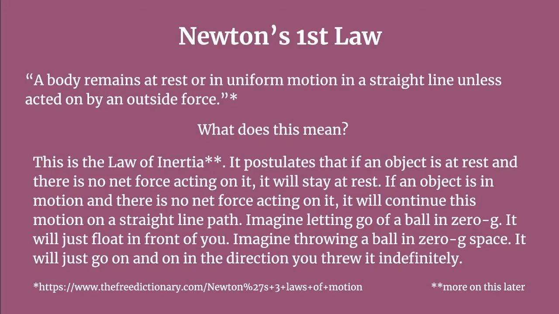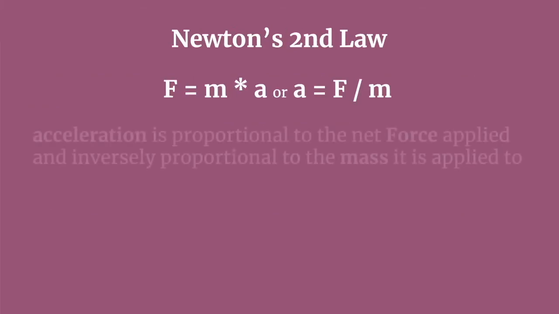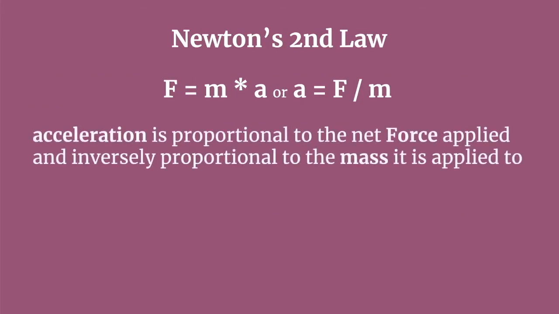It is also called the law of inertia because it essentially defines inertia, an object's natural tendency to maintain its state of motion. On to Newton's second law, we have F equals ma, which is basically that the acceleration of an object, when a net force is exerted on it, is proportional to the net force applied and inversely proportional to the mass it is applied to.